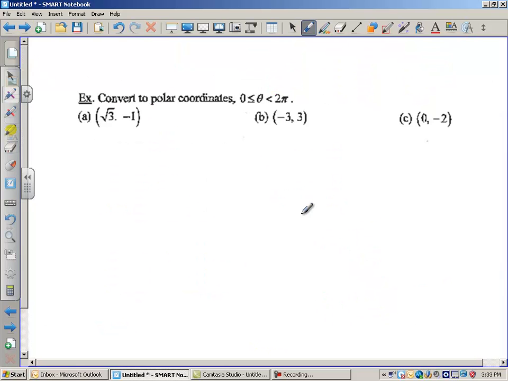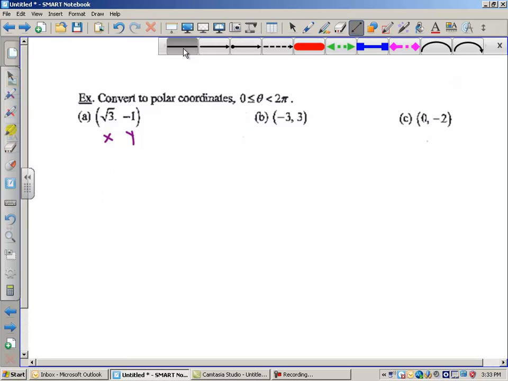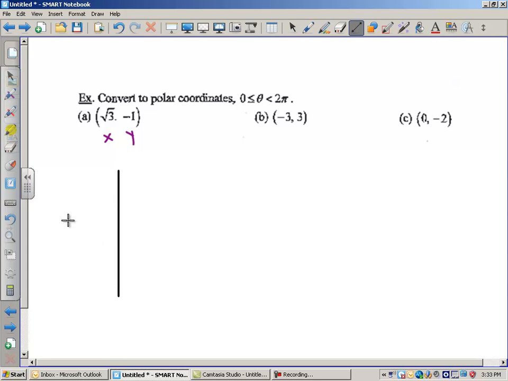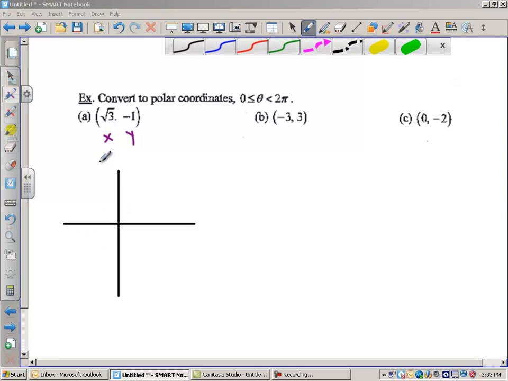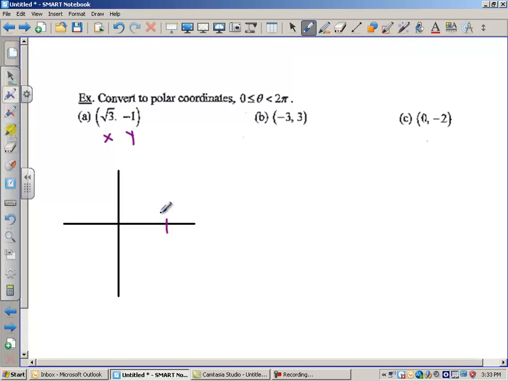Now let's go backwards. Let's convert to polar coordinates. So here I've got to go from an x and a y back to an r and a theta. So I'm going to draw this picture. Square root of 3, comma negative 1. Let me get back here and draw my triangle. I'll draw my dot first. Alright, so square root of 3 x and negative 1 y is out here at the square root of 3 and then down negative 1. Here is that dot.